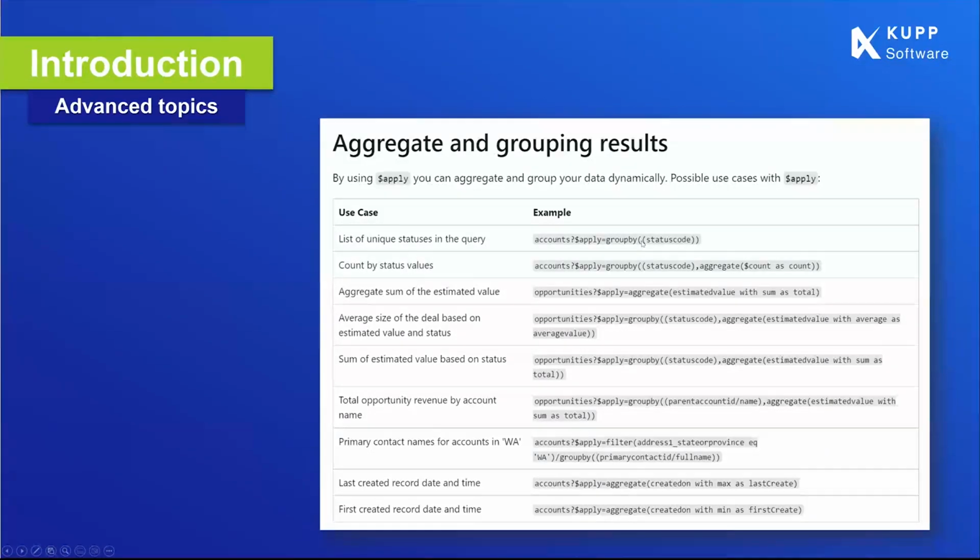But at the end of the day, it's also very straightforward. Yeah, you just have to take a closer look at those things, and then it's an easygoing task. Yeah. Let's take a look at this one as well. Primary contact names for accounts in Washington.